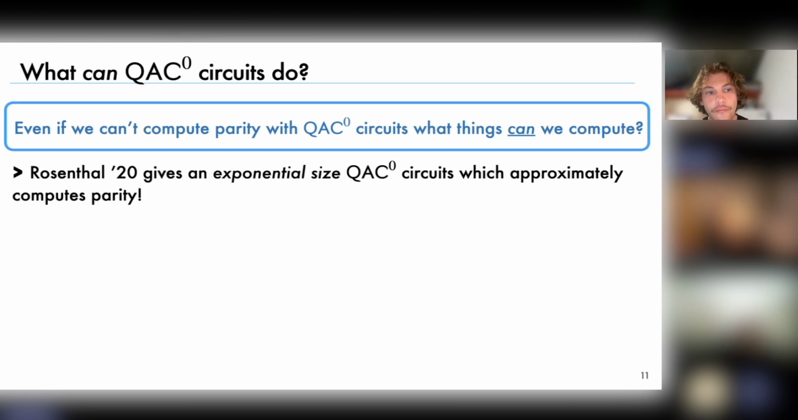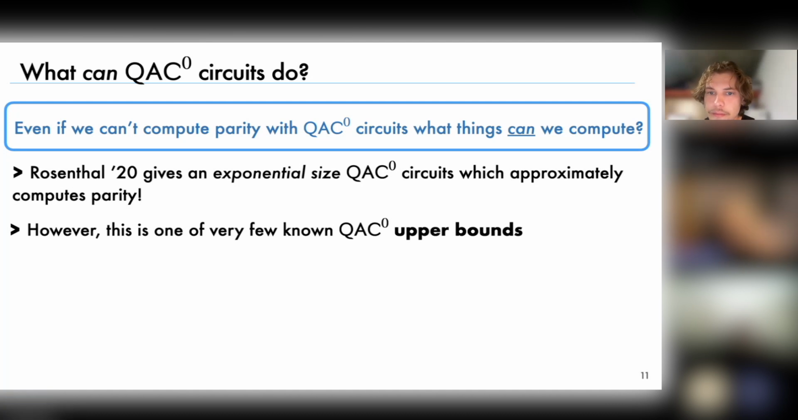And so the first known upper bound for any sort of QAC0 construction came from Rosenthal, where he shows that an exponential size QAC0 circuit can approximately compute parity on n bits. And this is a very nice construction, and it mirrors the classical result that there does exist an exponential size AC0 circuit to compute parity. But it took quite a while to even show that this was possible quantumly.